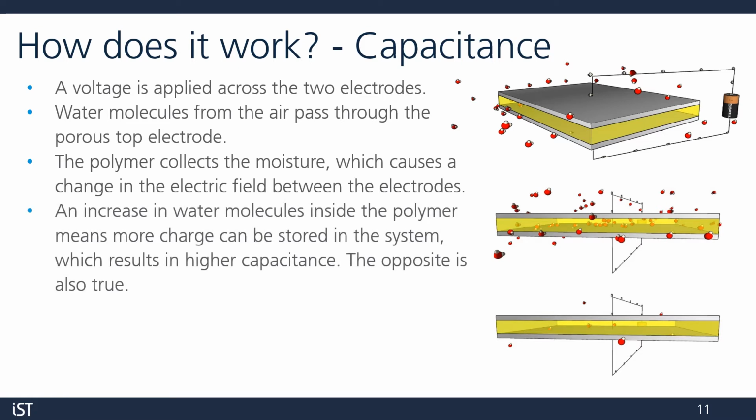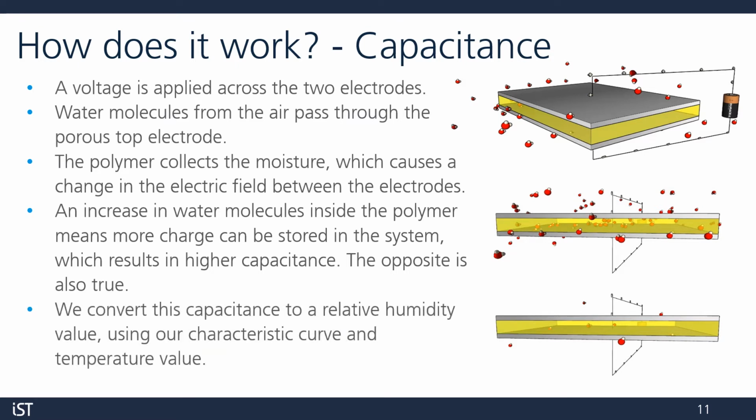An increase in water molecules inside the polymer means more charge can be stored in the system, so we'll read a higher capacitance. The opposite is also true. We can convert this capacitance to a relative humidity value using our characteristic curve and temperature value.